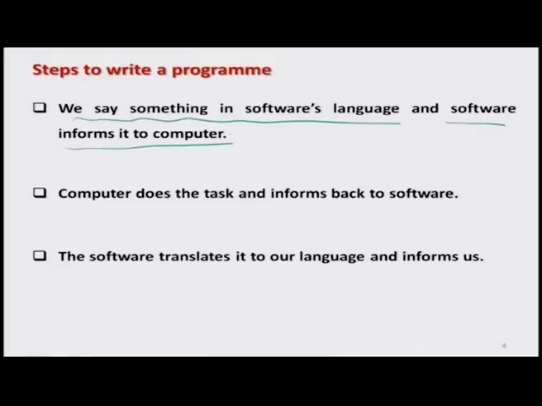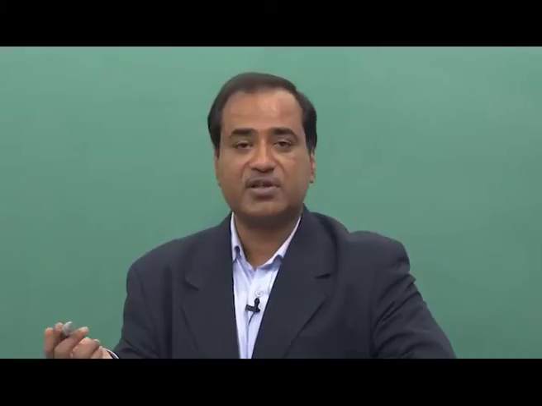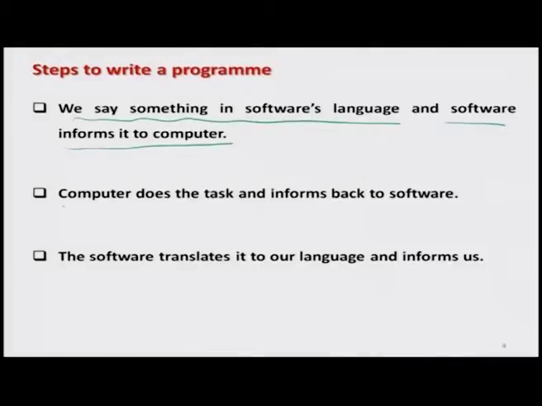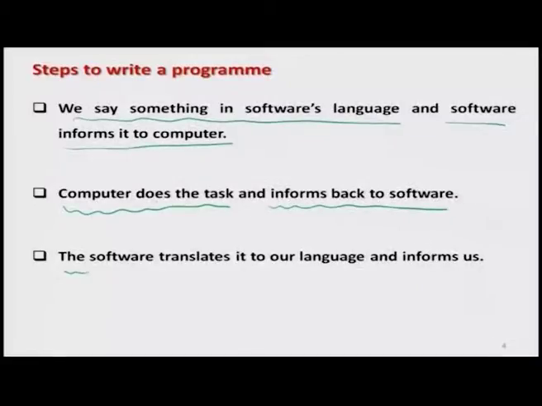Now, for example, what is the software language? You have learned so many instructions which you would like to give to R to do a particular job, for example, print or format or function and so on. So these are the languages which our software understands. Now if we would like to give some instruction using a language, for example R, the software will translate it to the computer's language and inform the computer to please do this thing. Now the computer does the task and then informs it back to the software. The software is once again translating it to our language, and then it informs us.